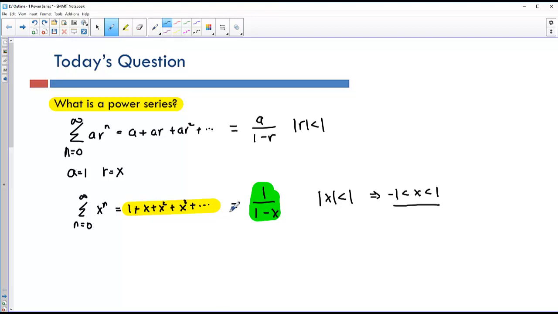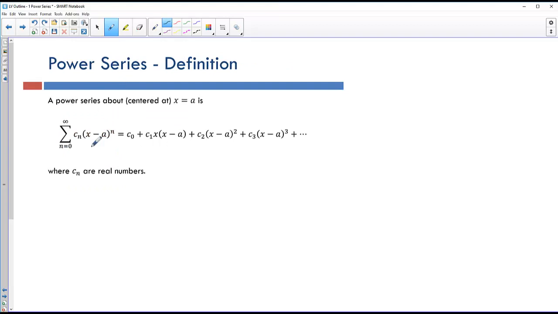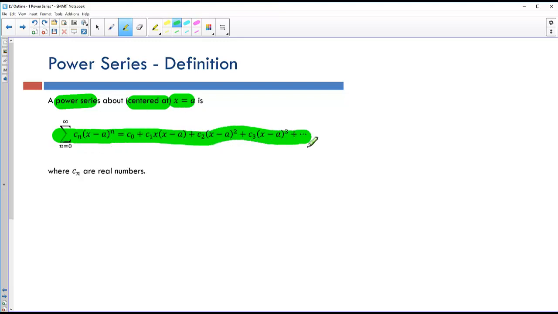But first, let's talk a little bit more about power series. We talked about what a power series is. Let's take a look at the definition so we can learn a little terminology here. A power series centered about or centered at x equal a is given by this type of formula, where the c sub n's are real numbers.